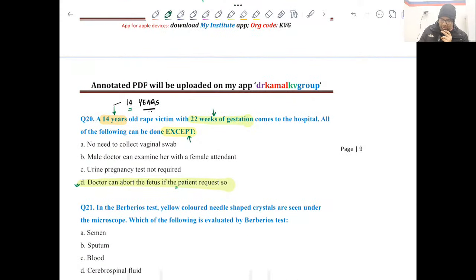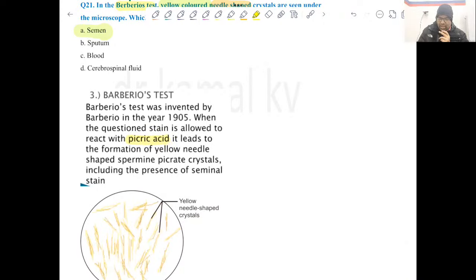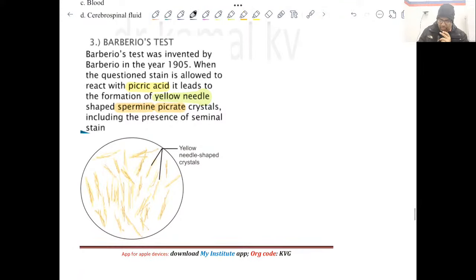Now, in Barberio's test, we see yellow colored needle shaped crystals. Okay, so we see yellow colored needle shaped crystals. Now what is this? Yes, this is for semen, very good. So in Barberio's test, we are using picric acid, and when we use this stain, there is formation of yellow needle shaped crystals of spermine picrate. Clear? And this is the appearance of those yellow needle shaped crystals in Barberio's test if the stain is a seminal stain, right? So this is confirmatory for a stain as seminal stain. So we do Barberio's test and we look for the crystals which are because of spermine picrate.